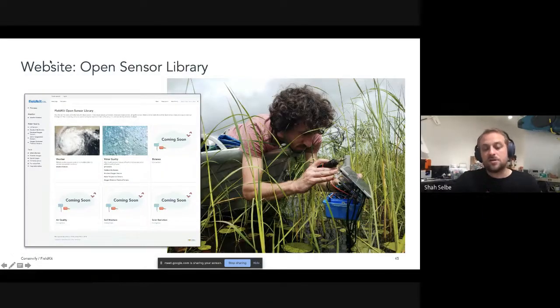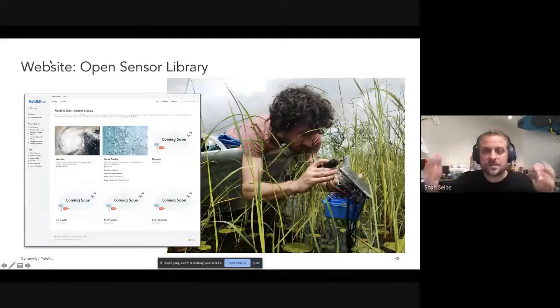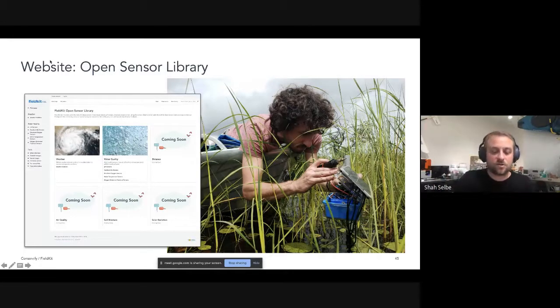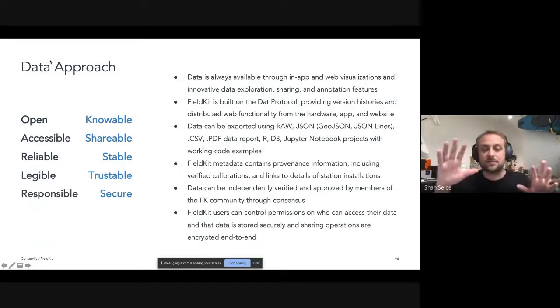One thing we're trying to do as part of this is create an open source sensor library, where all the knowledge that we're gathering from doing all this development and effort, we're putting it out for free for anybody to take. It's going to be a wiki that's online that anybody can contribute to or do interesting things from. And as I said before, all the data is open, accessible, reliable. How do we make it responsible, trustworthy, and give it longevity?